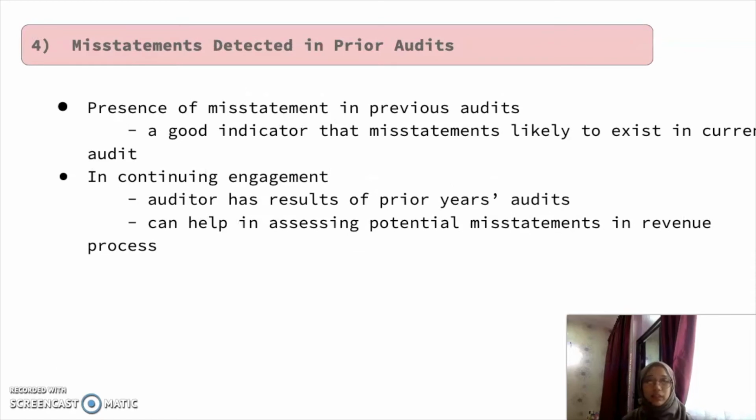And the last point is misstatement detected in the prior audit. Presence of misstatement in a previous audit is a good indicator that misstatement is likely to exist in the current audit. In a continuing engagement, the auditor already has the results of the company's prior year's audit, so it can help the auditor to assess the potential misstatement in the revenue process because they can refer to the prior audit.